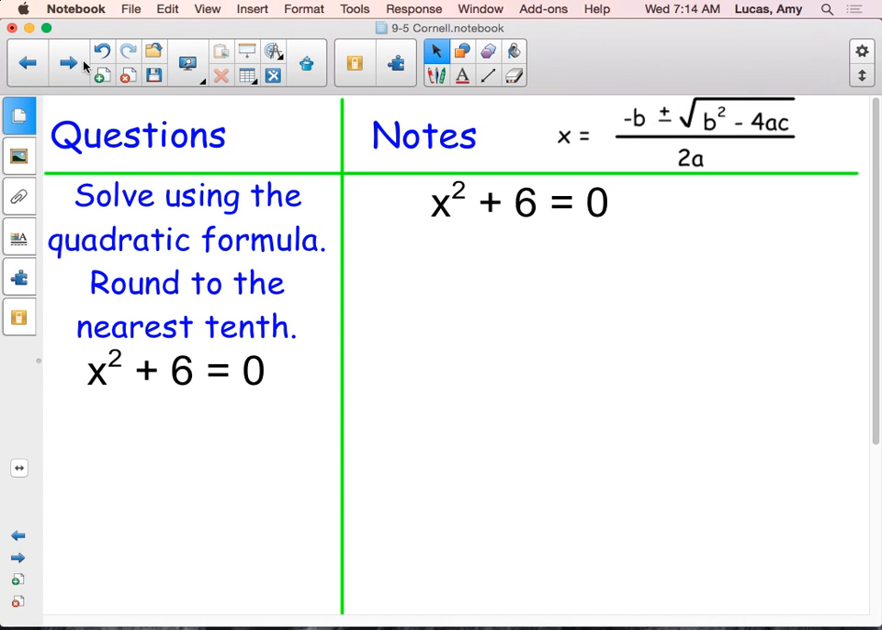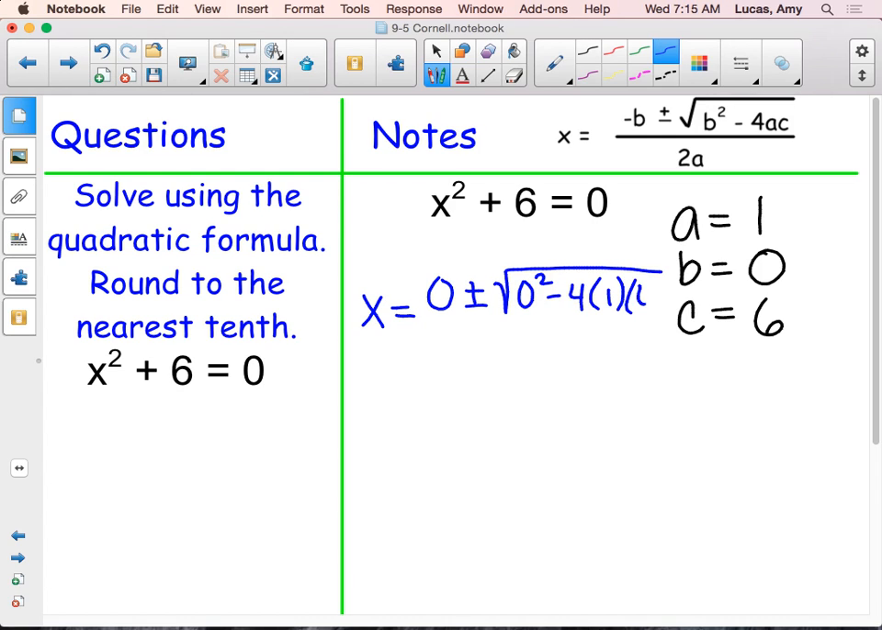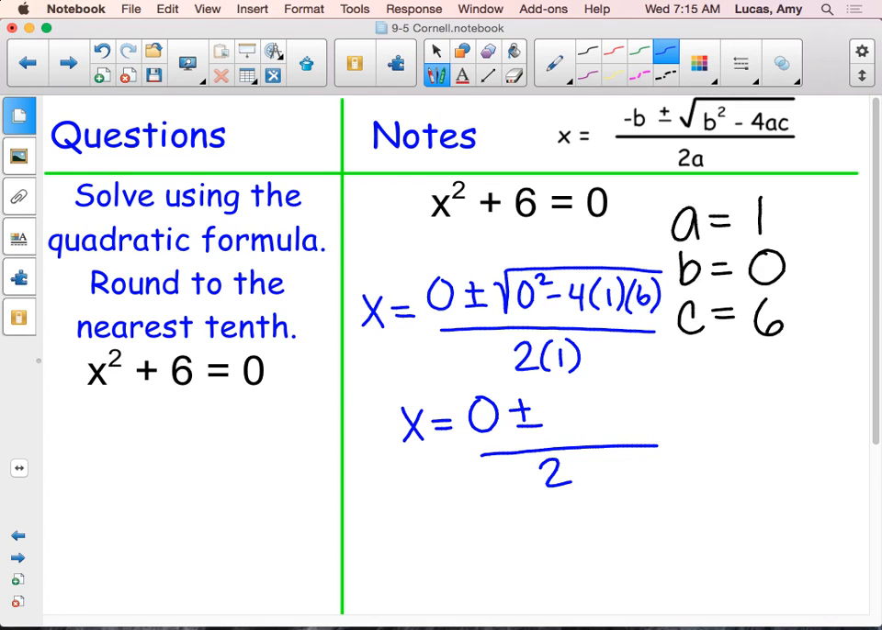Okay, our third example. On this one, you may notice something different. It is written in standard form. Ax squared, so a is 1. There is no term with a plain x, so that means that b is 0 and c is 6. So when we plug this one in our quadratic formula, the opposite of b, well, the opposite of 0 is 0, plus or minus the square root of 0 squared minus 4 times a times c, all divided by 2 times a. Okay, so 0 plus or minus, my denominator would be 2.